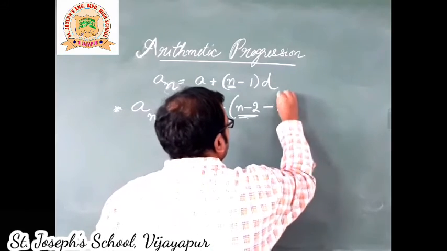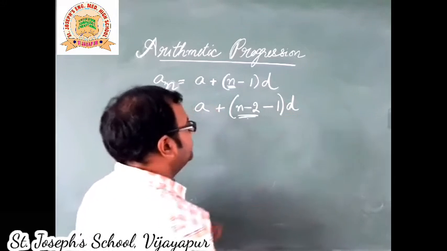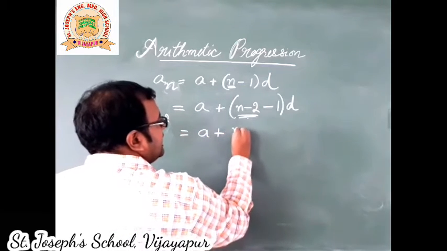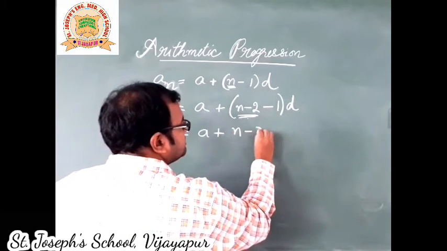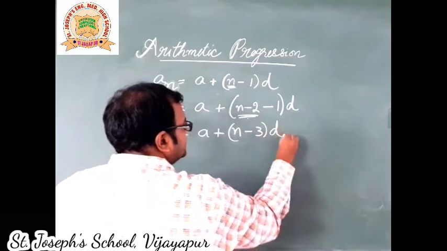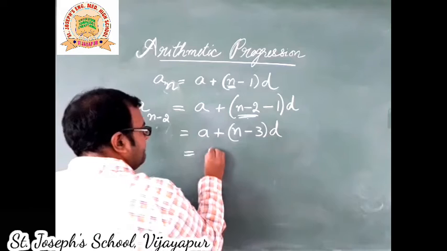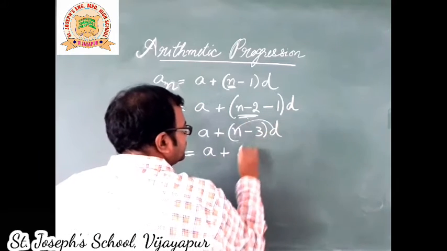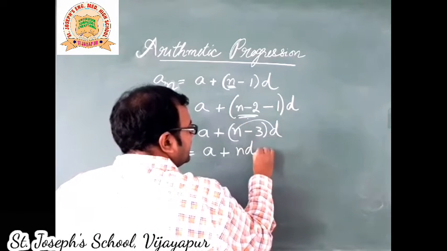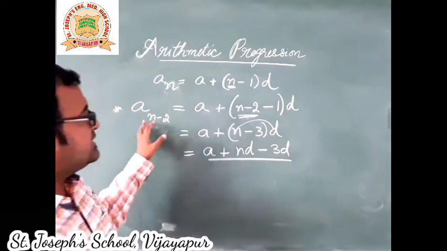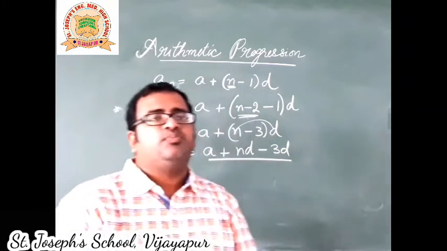Then comes 1 into D. Further simplification, a plus n minus 2 minus 1 becomes minus 3 into D. We may simplify if you want, like a plus n into D, and minus 3 into D, 3D. This is a n minus 2.